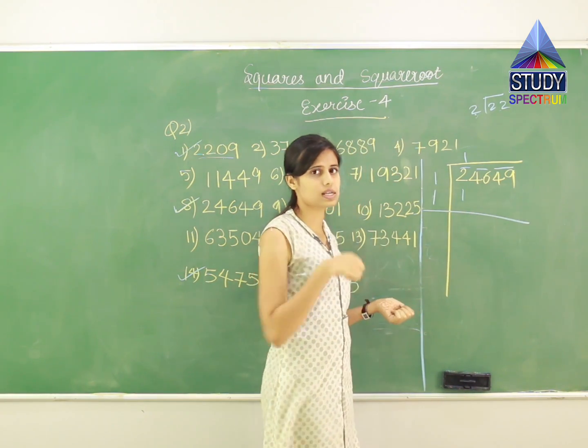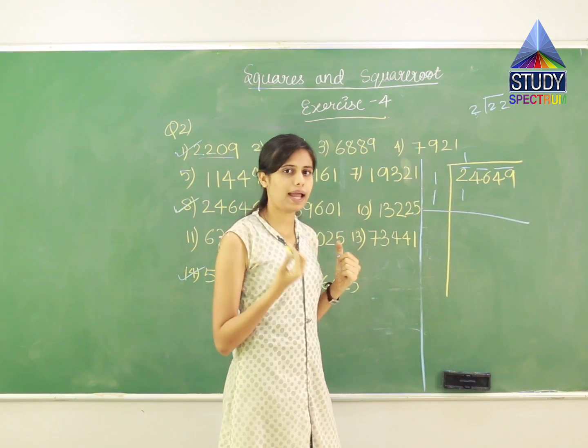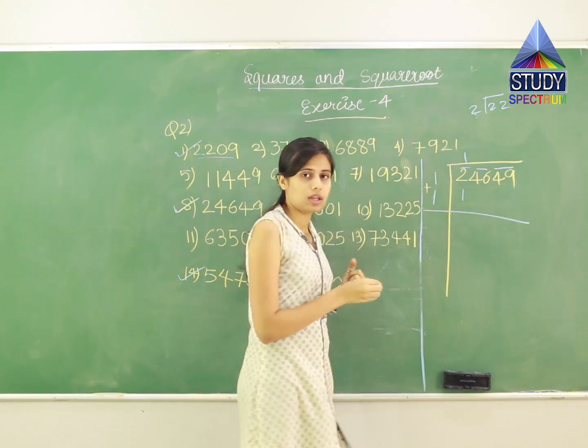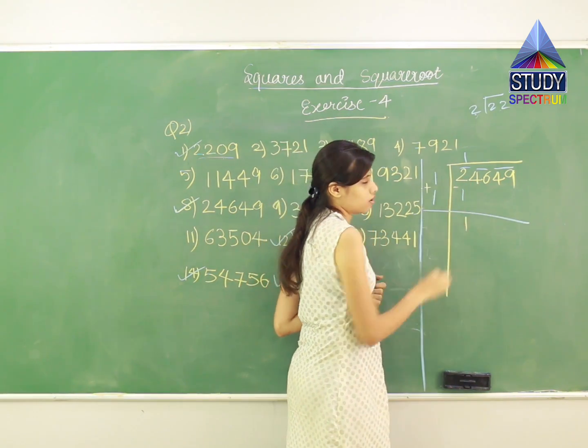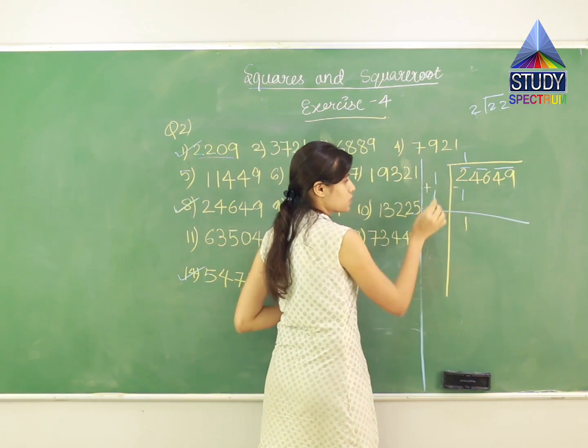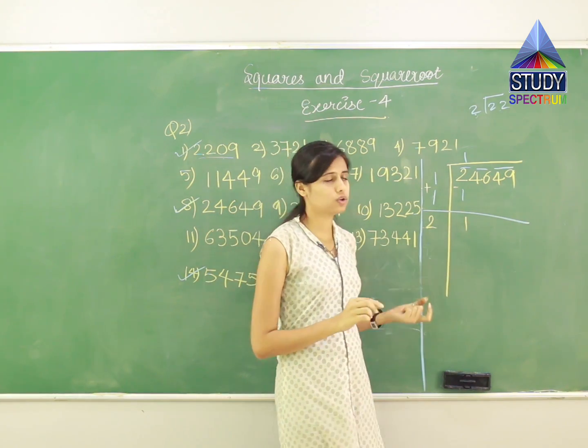Now what I will do is, the number towards my right will be subtracted and the number towards my left will be added. So I'll add this both, whereas I'll subtract this. So 2 minus 1 comes to what? 1. And this 1 plus 1 comes to what? 2. Now look over here, 1 is smaller than 2, means what?